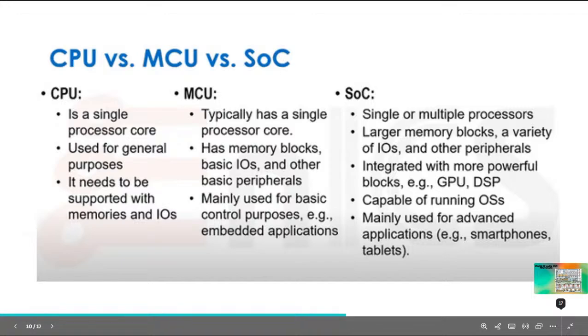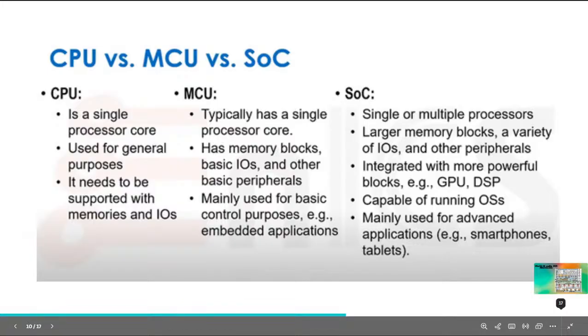So okay, let's see the difference between the chips. First of all, we need to know what is a microcontroller, what is a microprocessor, what is a SoC, what is an ASIC, and what is an FPGA. These are the chips I know in the market: the controller, microprocessor, SoC, ASIC chips, and FPGA chips.